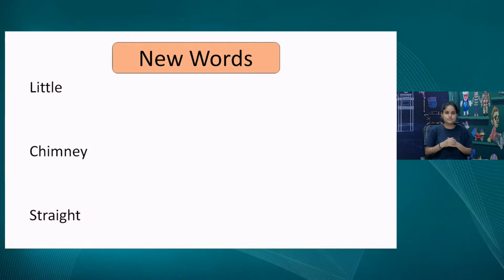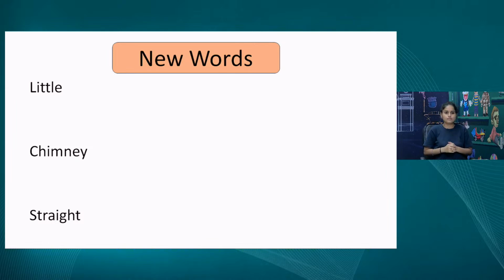These are the new words on your screen, viewers, which we have learnt in this poem. The first word is little. The spelling is L-I-T-T-L-E. The second word is chimney, which was used repeatedly in the poem, and the spelling is C-H-I-M-N-E-Y. The last word which we have learned today in this poem is straight. S-T-R-A-I-G-H-T. These are the new words you have to learn, and the spellings are shared on the screen.